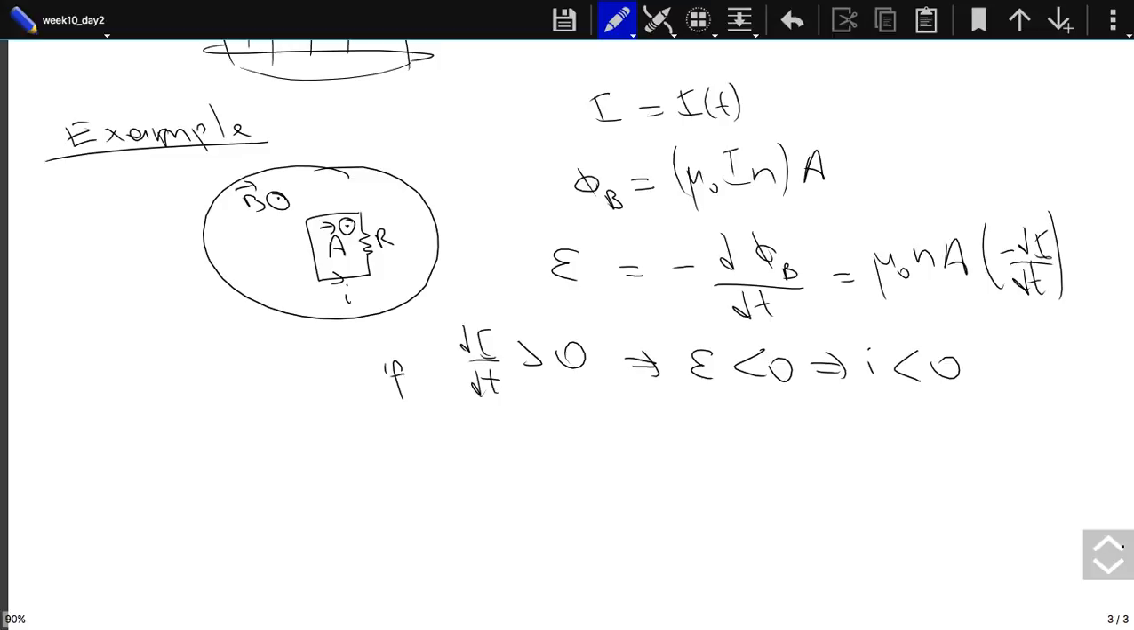Okay, so what will be the direction of the magnetic field created by this induced current in my circuit? That is, in this area A, what will be the direction of the magnetic field created by this induced current? I is called the induced current.